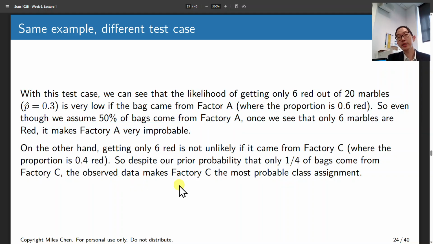Okay. So that is the Bayes classifier for a simple Bernoulli case, where there's just one parameter, the fill proportion, and that's how we do that.